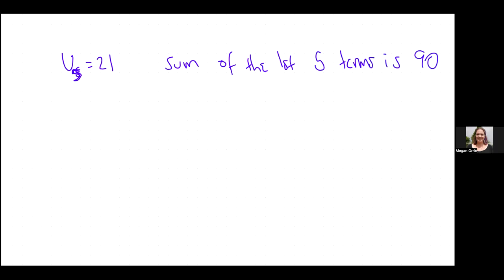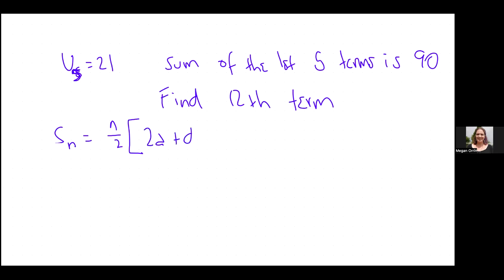But what do you mean 5? 5 what? All right, find the 12th term. So what I'm going to do, I'll just write out that formula again. So the sum of the series is n over 2, 2a plus d(n minus 1). So what I need to do is work out what information I have.